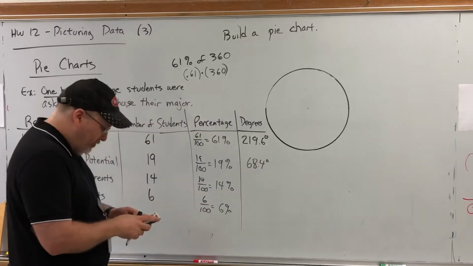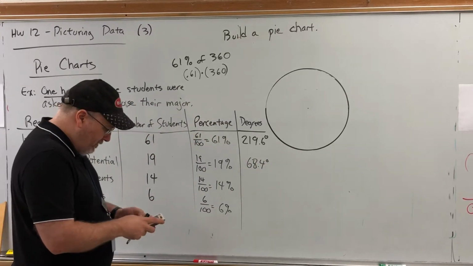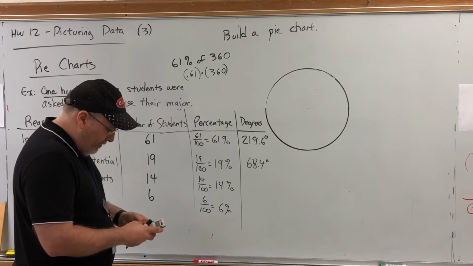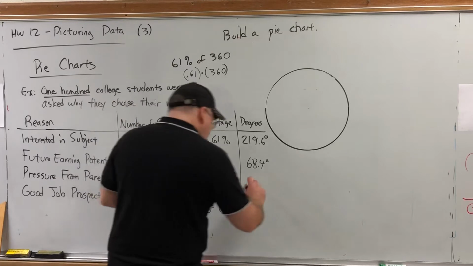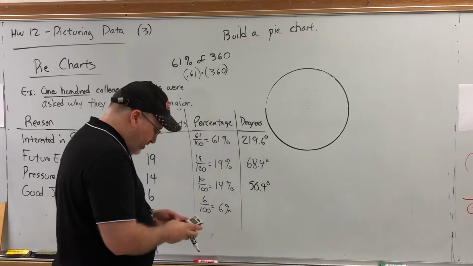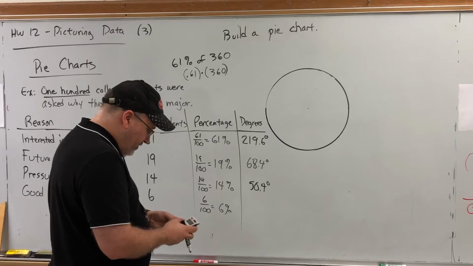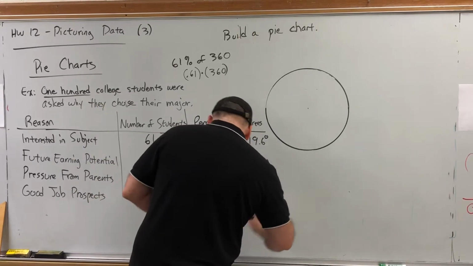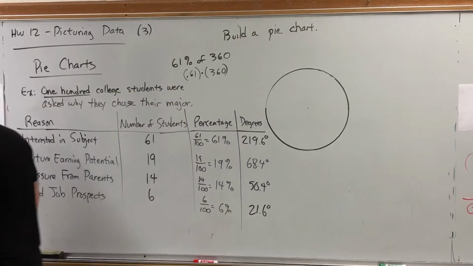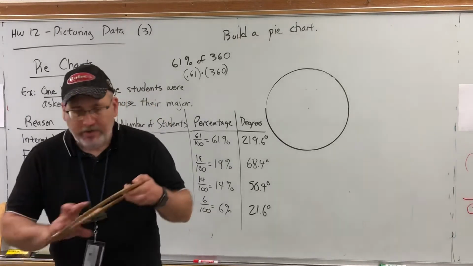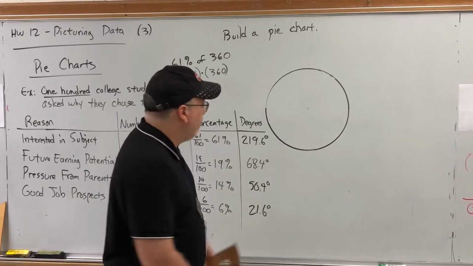If we do 14% of 360, really should have grabbed a better calculator. We get 50.4 degrees. And if we do 6% of 360, we get 21.6 degrees. So if you were doing this manually, you would need to know the number of degrees. You would need something to measure degrees.